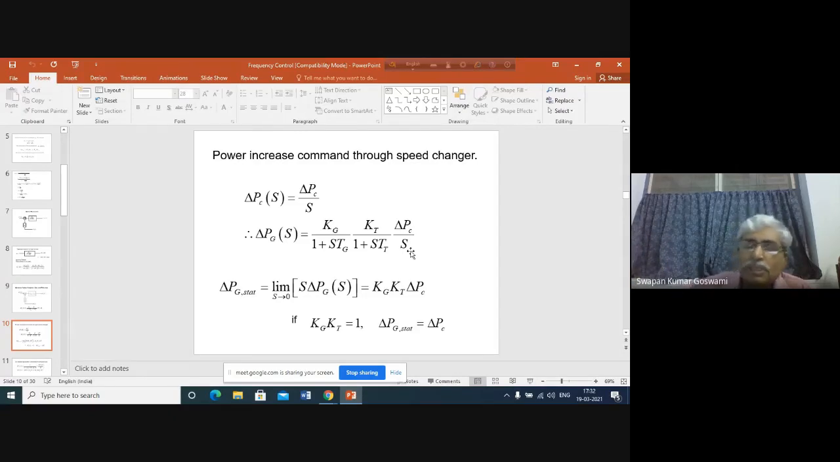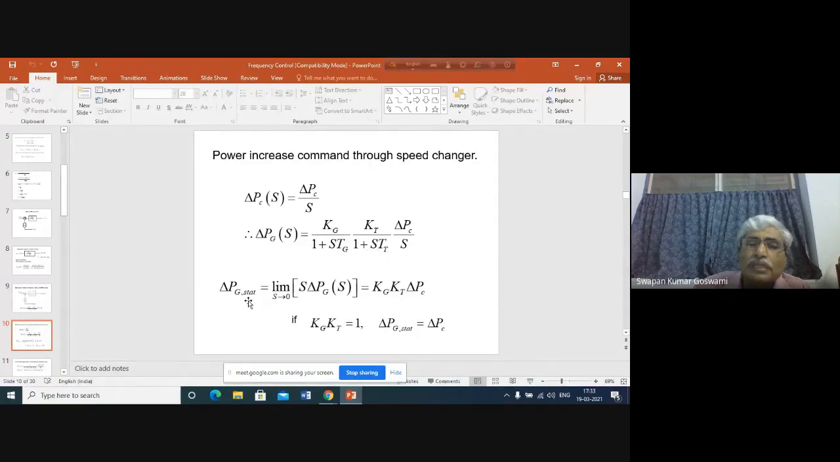Obviously, we shall have to take the help of the final value theorem. What is the final value theorem? The final value of delta Pg may be found by writing S times delta PGS with S tending towards 0. So you write S times delta PGS and make S tend towards 0. So it is Kg Kt delta Pc, S cancels out, and as S tends towards 0, this will be equal to 1.